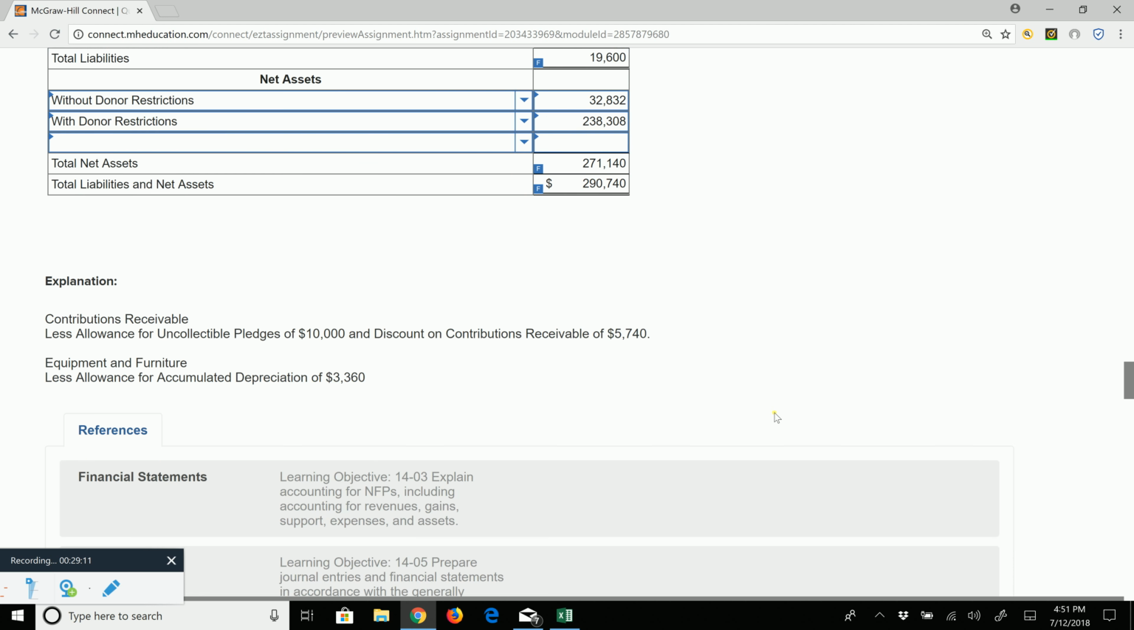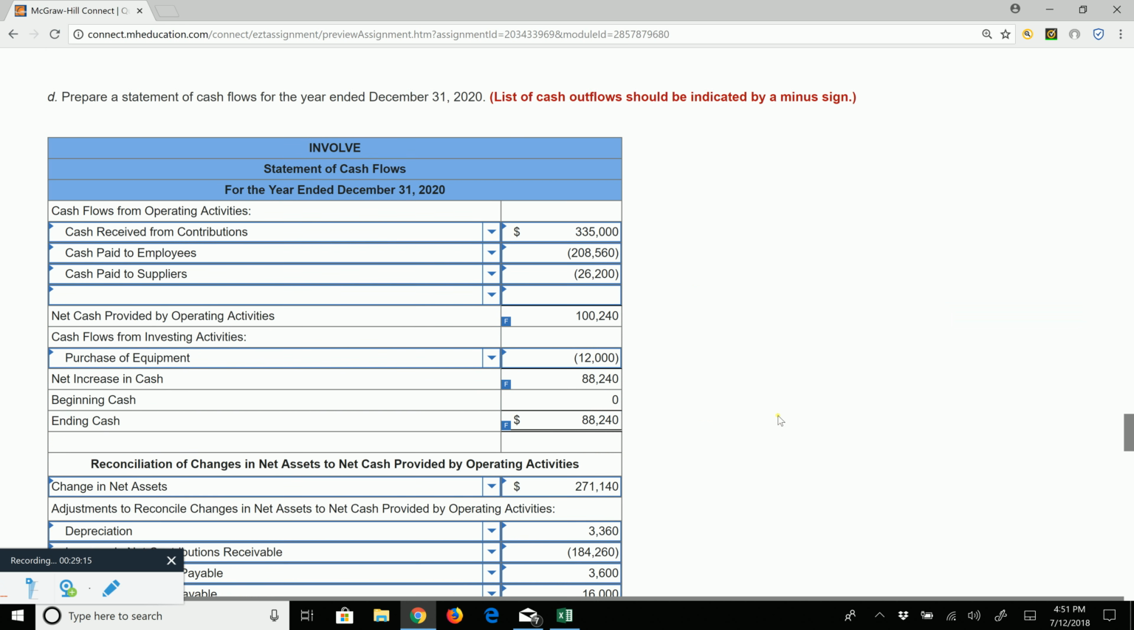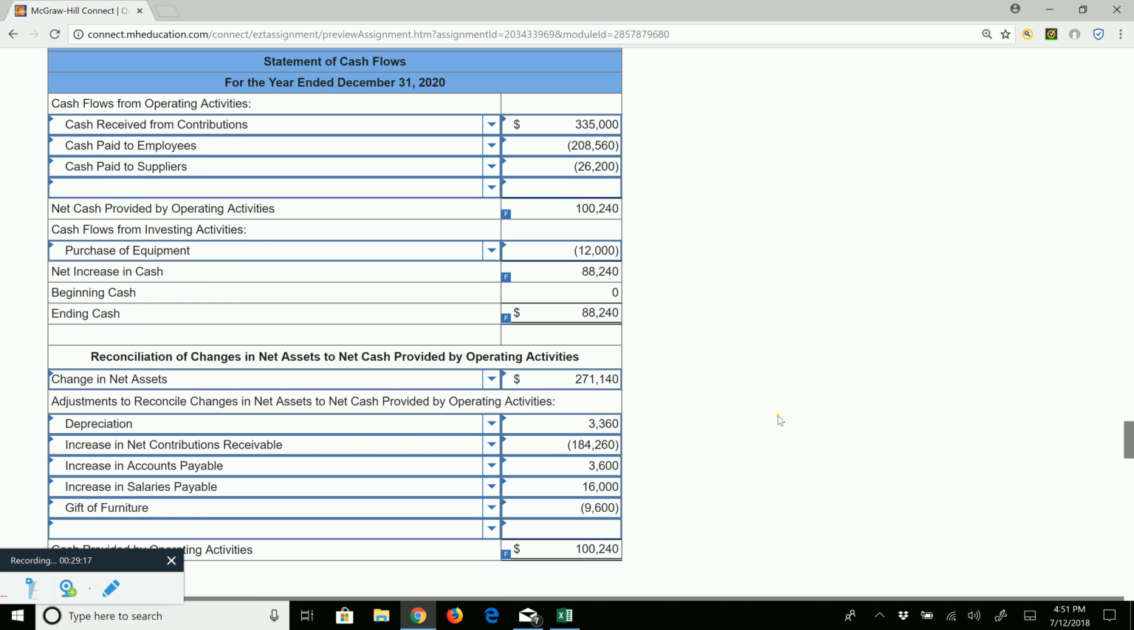So there's a lot of moving parts here, and hopefully that is understandable to you. And here's a cash flow statement. Nonprofits have a choice. You can use the direct or the indirect method. Here you can see the author has decided to prepare a direct method cash flow statement.